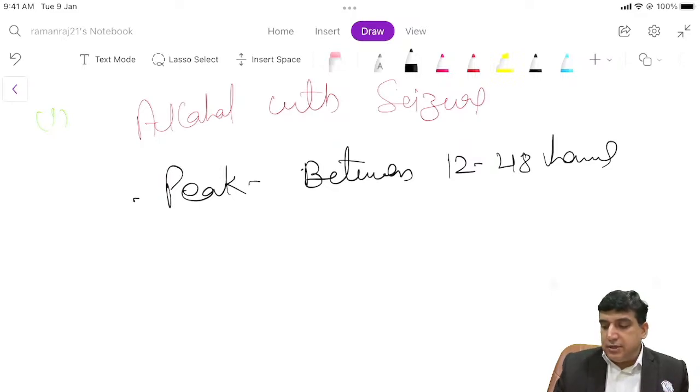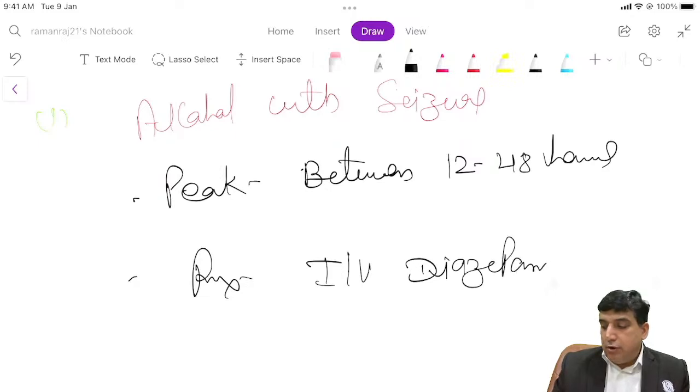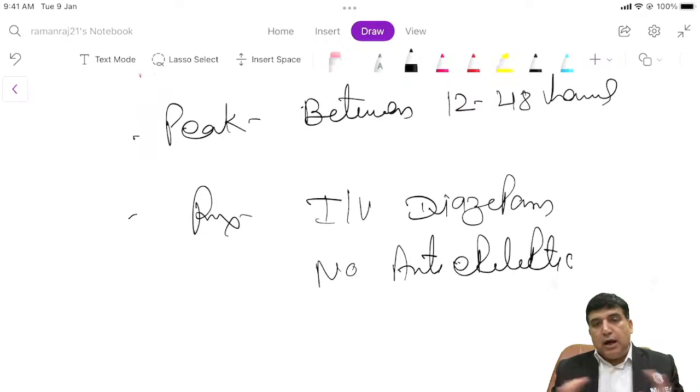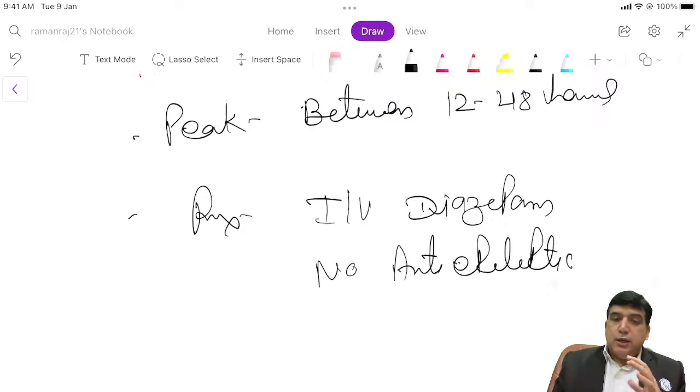It's a dangerous situation. Second point about alcohol withdrawal seizure, you have to remember that if they ask you treatment of alcohol withdrawal seizure, IV diazepam, no anti-epileptic. You have to establish the history nicely. If patient is having only alcohol withdrawal seizure, you ruled out that it's not independent epilepsy, then there is no requirement of anti-epileptic. You just terminate the seizure episode with IV diazepam.